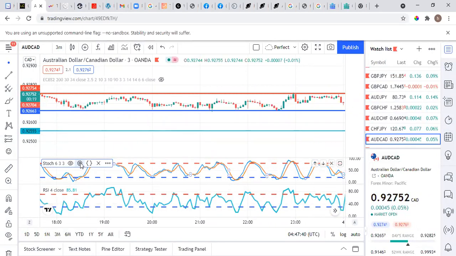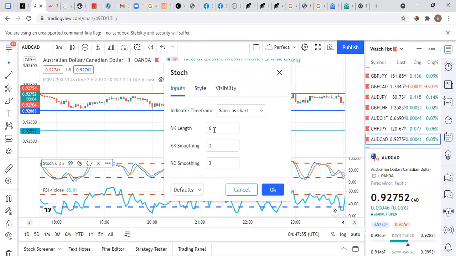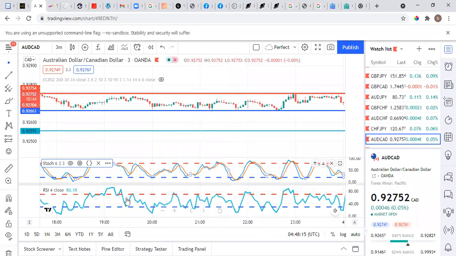To set it, if you watch the video today, we'll teach you how to set it. You can change the colors. I always like to make the upper lines red and the lower lines blue. Then the setting is 6, 3, 3. I always use 6, 3, 3. You can use it to set the K length, K smoothing, D smoothing. Sometimes some people set theirs differently, but just make it 6, 3, 3. That's for the stochastic, and you get something like this.